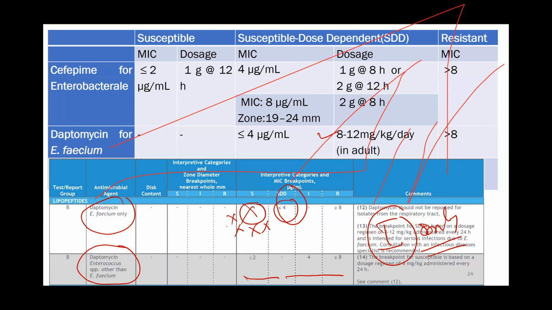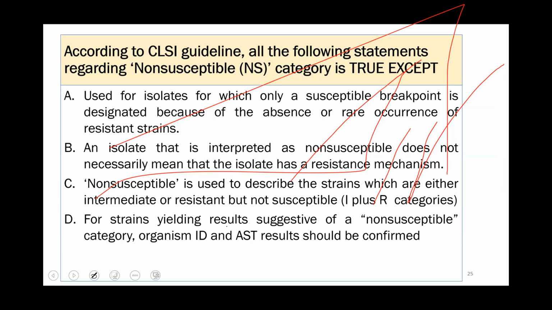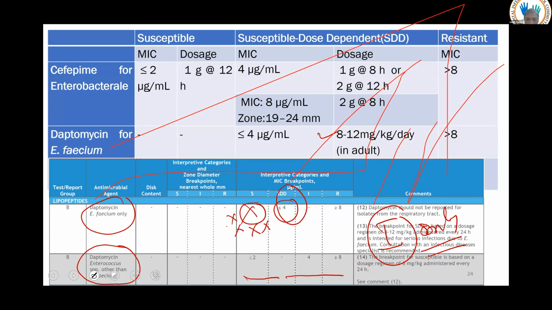Vancomycin, there is no susceptible breakpoint. Vancomycin for which organism? Vancomycin has a susceptible breakpoint. Daptomycin only for E. faecium, the SDD breakpoint is there, a susceptible breakpoint is not there. Otherwise, it is there.